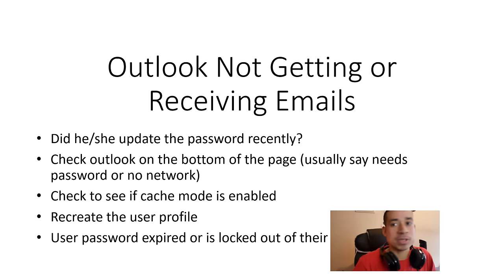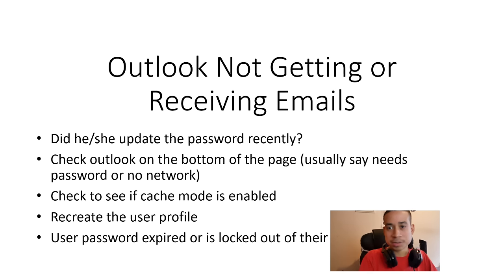So, the first thing you want to know is if he or she updated their password recently. Because depending on the company you work for, your password is good for about 3 months in most cases. So you want to make sure that they update their password. For example, if they go into an iPhone, you will go into settings, scroll all the way down to accounts and passwords if it's the latest iOS, and then go into the work email, click on it one time, then go to account settings and then update the password.